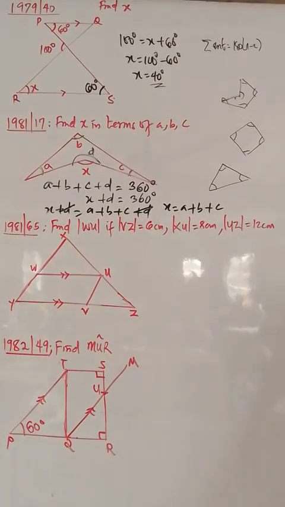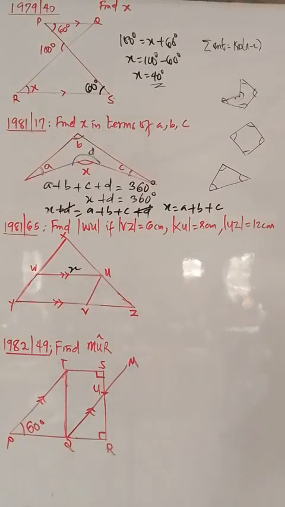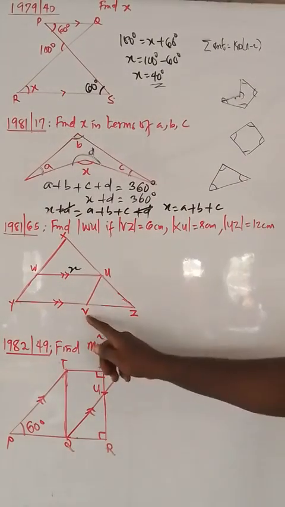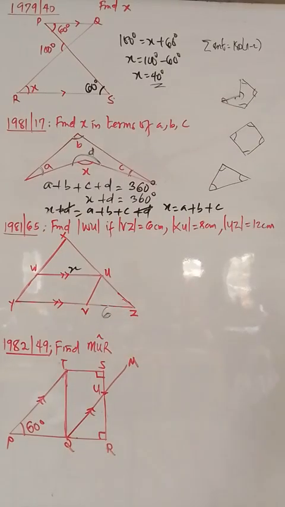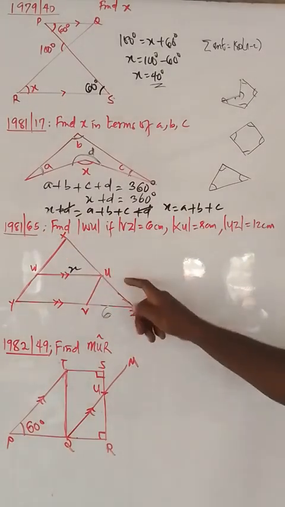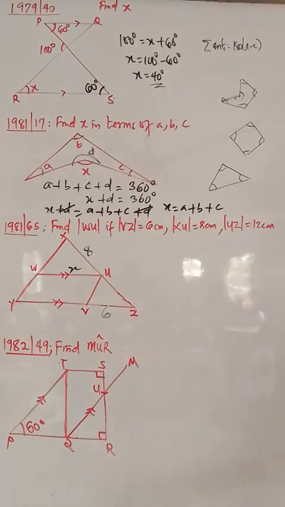For the next question, find wu, let's call it x. If vz is 6, xu is 8, and uz is 12.